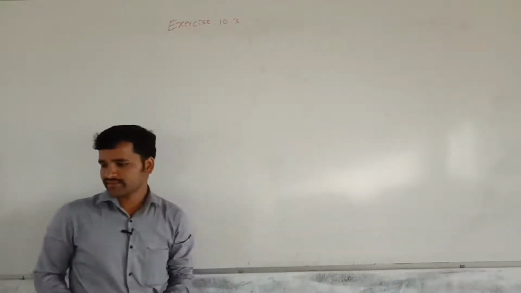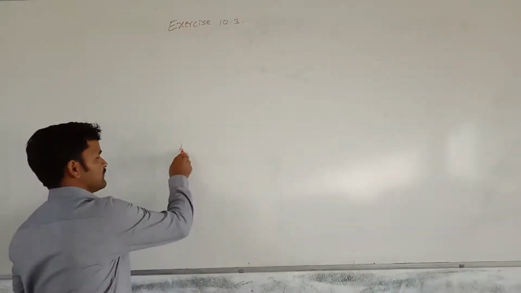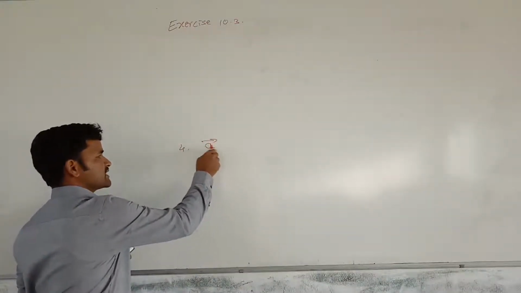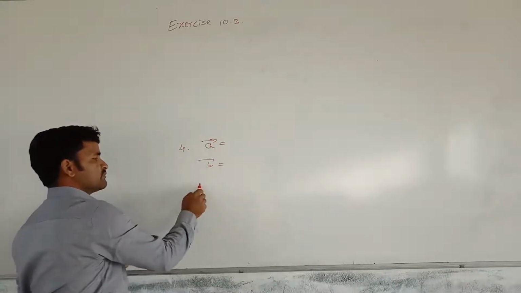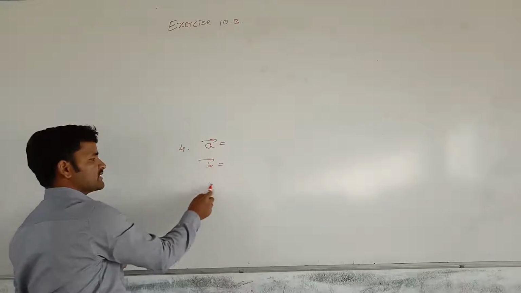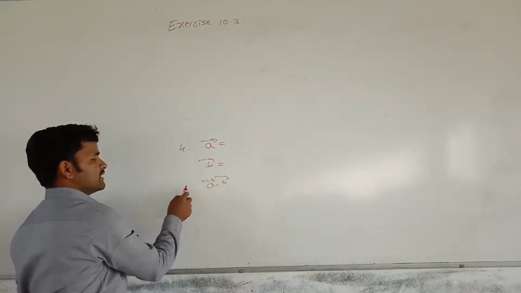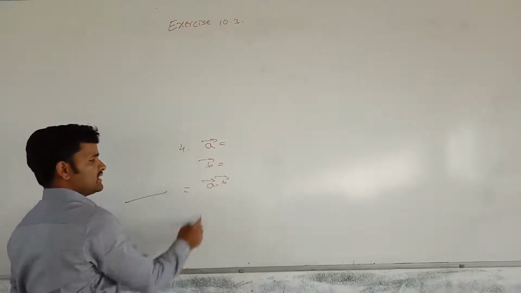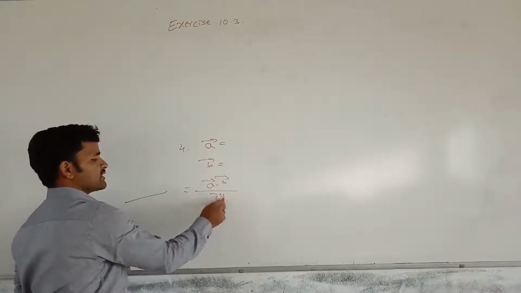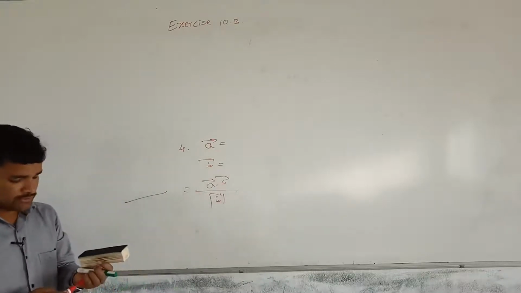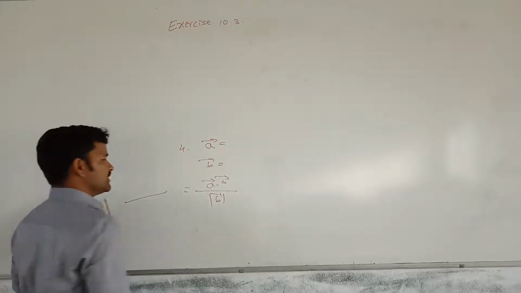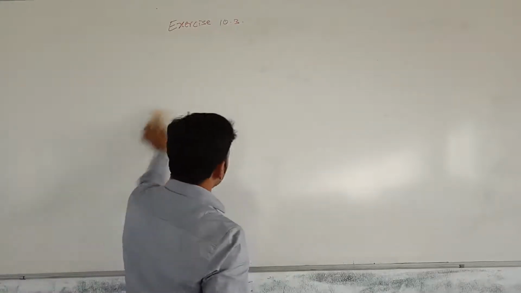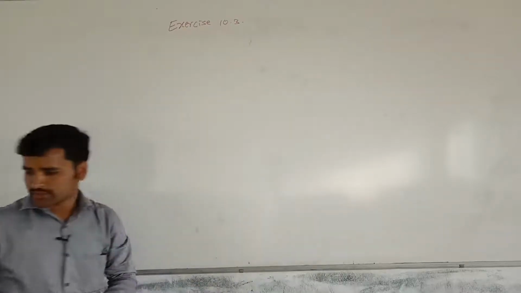Now, question number 4. Find the projection of one vector on another vector. The first vector we take as vector A, the second vector we take as vector B. So the projection of vector A on B is equal to A dot B by magnitude of vector B. I hope you will solve this question number 4. I am leaving this question to you only. Now, move on to question number 5.